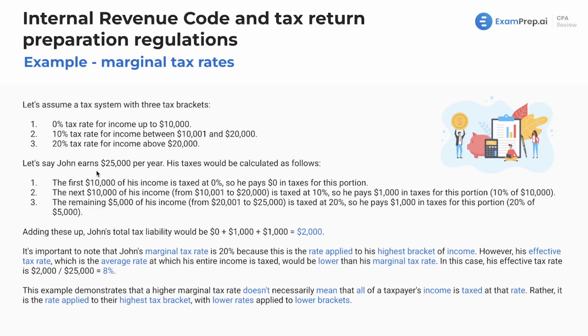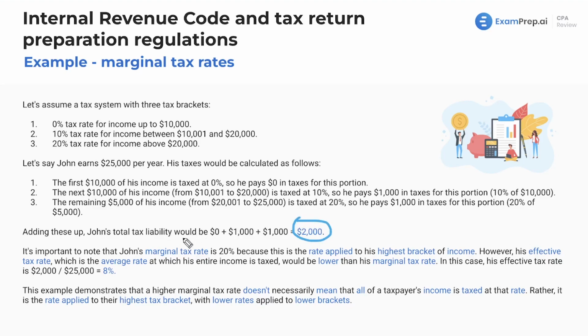Seeing how this works, John earns $25,000 per year. How would his taxes look? Well, the first $10,000 of his income is taxed at 0%. So you're going to pay $0 in taxes for that portion. Then from $10,000 to $20,000, or $10,001 to $20,000, because we don't want any confusion there with rounding, that's going to be taxed at 10%. So you're going to pay 10% taxes, $1,000 on that portion. Then for the remaining $5,000, from $20,000 to $25,000, that's going to be taxed at 20%. So you're going to pay $1,000 in taxes. That's 20% of the $5,000. So overall, John's tax liability is going to be $2,000.